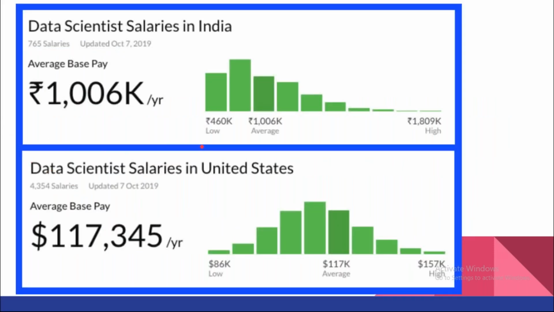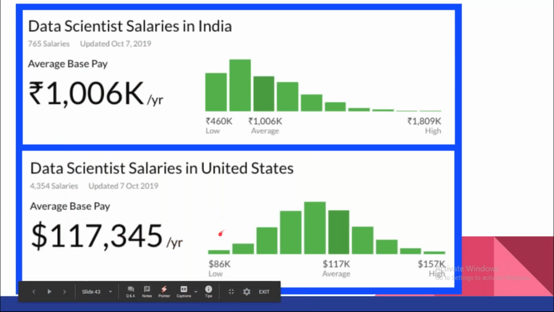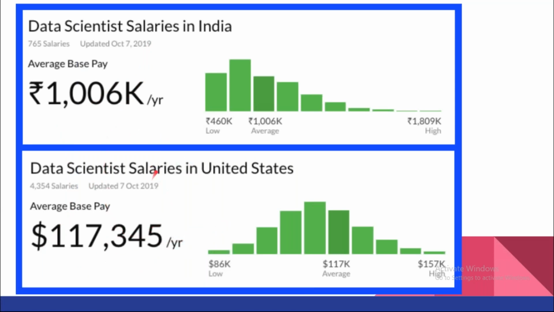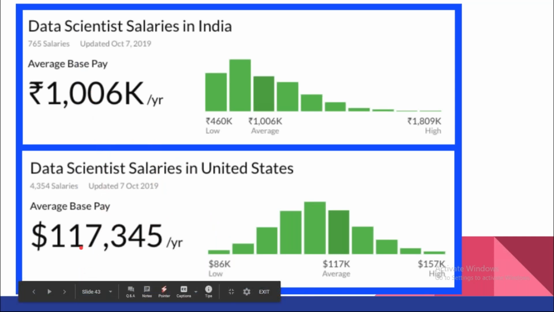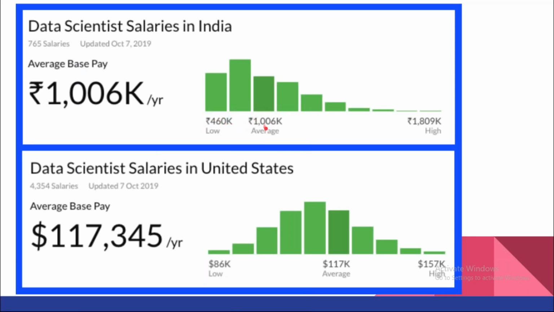So this is the chart that you can look at to compare the average base salary for a data scientist in India and the base salary of a data scientist in the US. This is how much they are getting paid. In India, it's approximately close to 10 lakh, and in the US, it's close to $117,000. This is the lower bracket. In the case of India, 4.6 lakh is the lower bracket, the average is almost 10 lakh, and the highest is close to 18 lakhs.